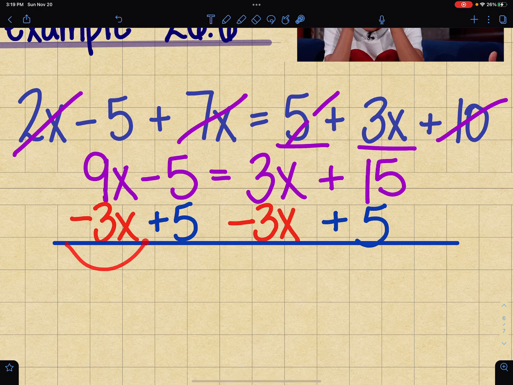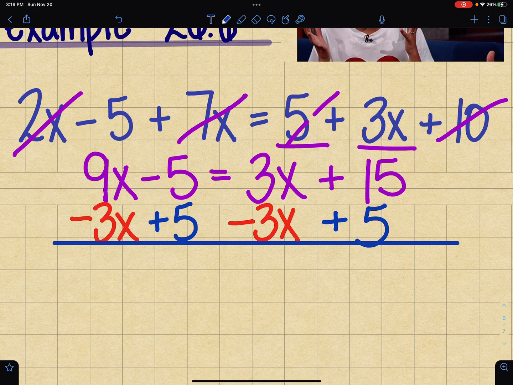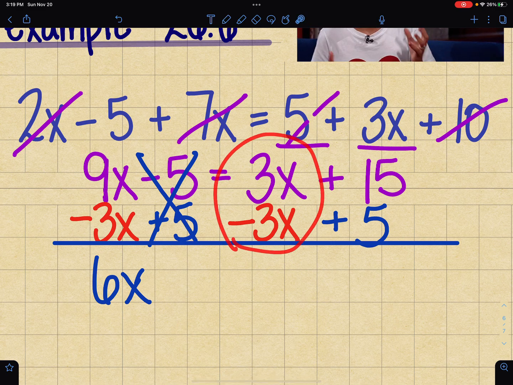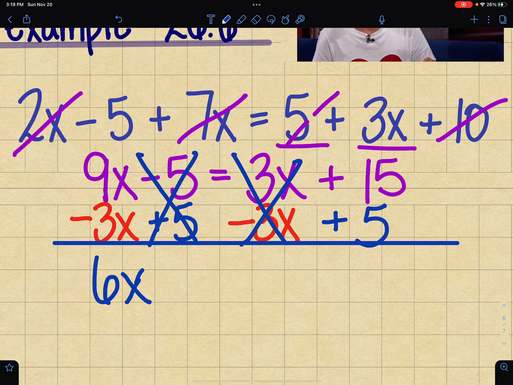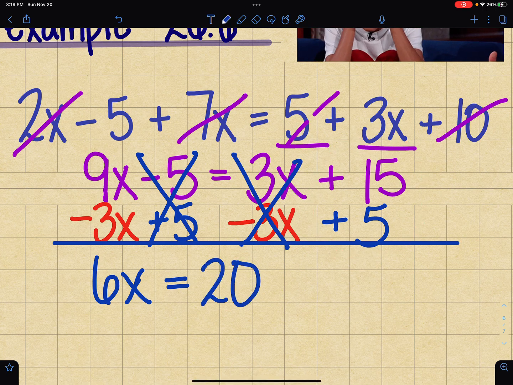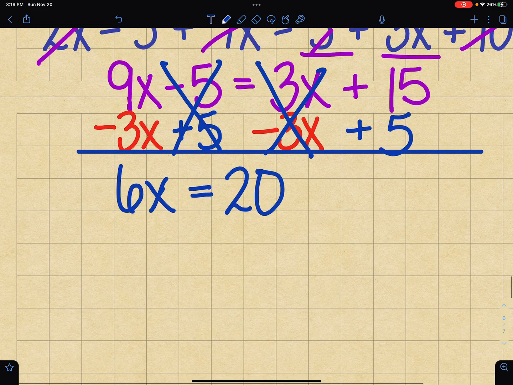So we have 9x minus 3x is 6x. These cancel out, right? And then I'm just going left to right. 3x minus 3x cancels out to nothing, so I'm just going to bring down the equal sign. And then 15 plus 5 is going to be 20. See what I did there? I did 2 steps in one. Haha, that's awesome.